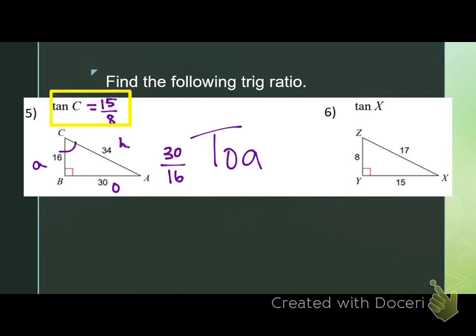The last, number 6, tangent of x. So again, we want opposite over adjacent. What is opposite of x? 8. Hypotenuse is 17. So what is the adjacent? 15. Can this be reduced? Nah. That's it. So we're going to play some Blookets.